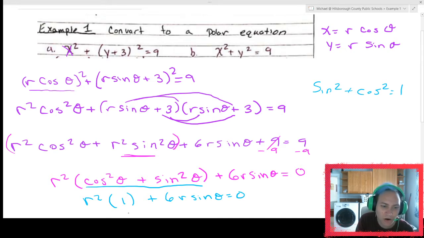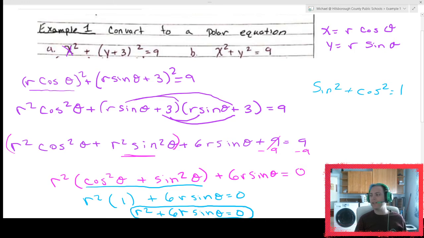And that last step then, r squared times 1, well, we know r squared times 1 is just going to give us r squared. So I end up with r squared plus 6r sine of theta equals 0. And that would be my polar form of that. It's a little bit long, but it's mostly just algebraic simplifying, right? R squared plus 6r sine of theta equals 0. And that would be your polar form of the first equation.